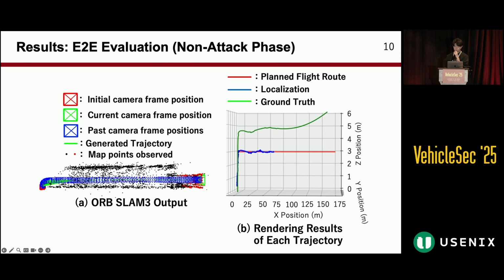The error of a few meters between the estimate and the ground truth is consistent with the known accuracy of ORB SLAM3. Despite this, both passes clearly show the intended forward trajectory.